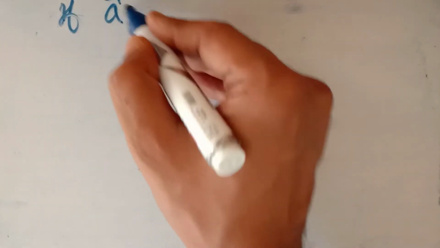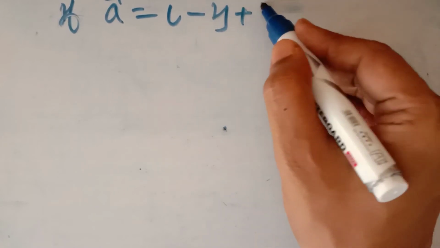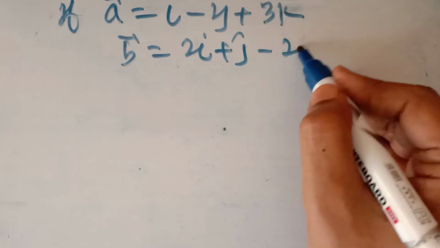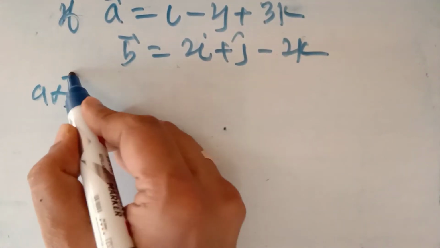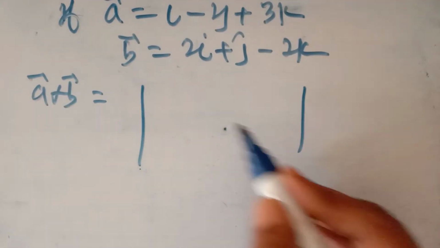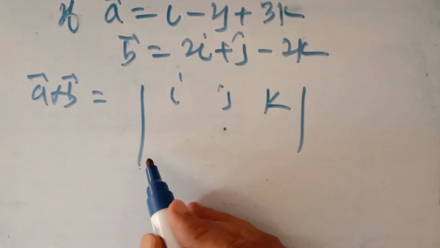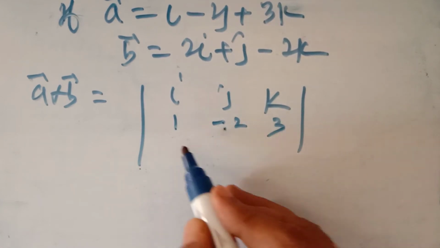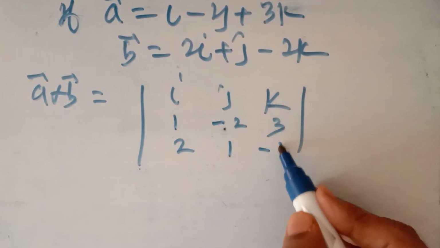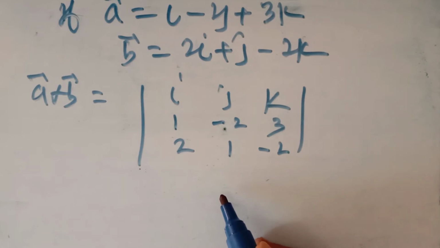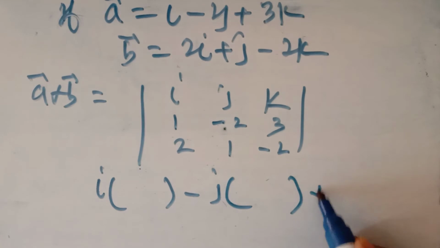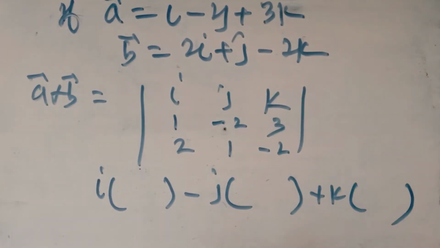For example, if you have to find A, let us say i minus 2j plus 3k, and vector B is 2i plus j minus 2k, and you have to find A cross B, then it is the 3 by 3 determinant: i, j, k in the first row, the coefficients of the first vector in the second row, the coefficients of the second vector in the third row, and using the determinant method, you know how to expand the determinant, you will get the value.